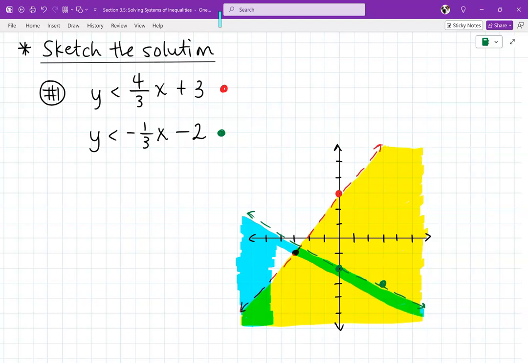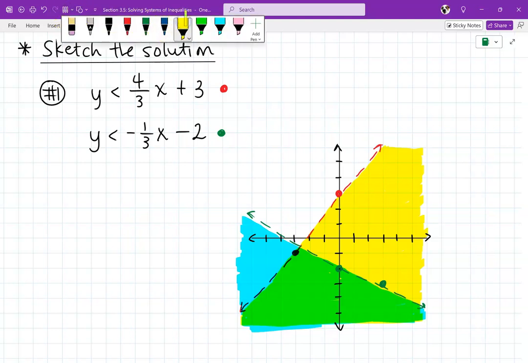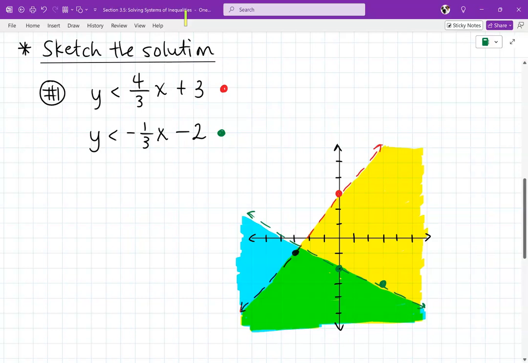the answer will show up on its own. It's going to be everything that's in yellow and blue, so it's going to be the green portion of it. Just get everything in there. There you go. So that's my answer. You don't have to do anything else. I'm done. This problem is finished. Your solution is that green section.